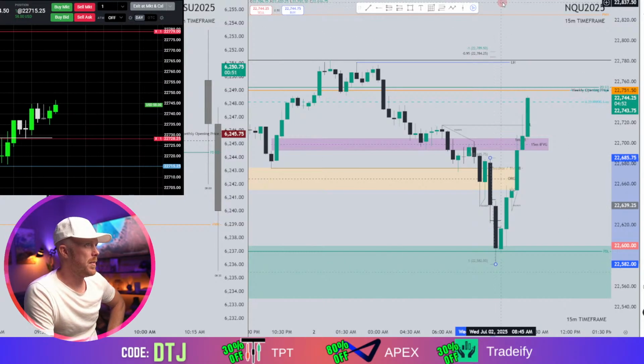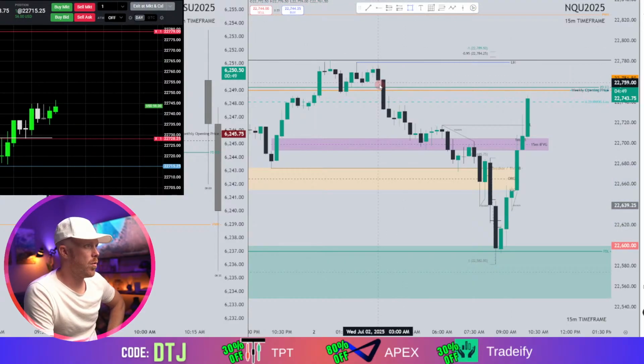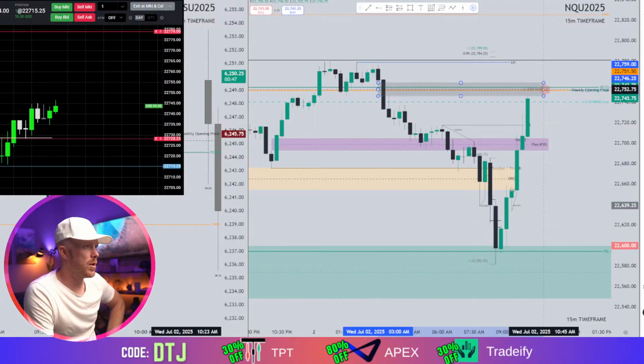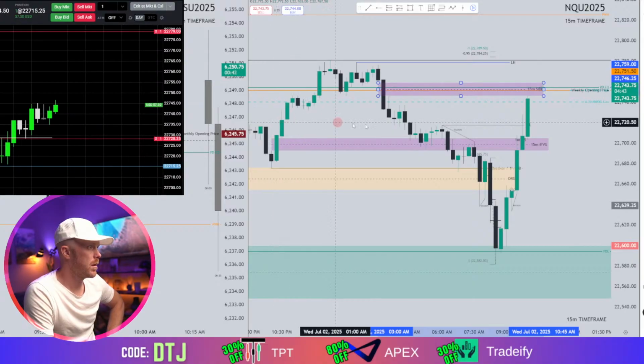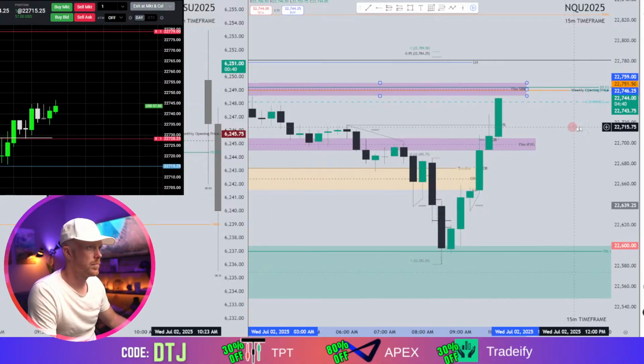So we got this 15-minute fair value gap right here that we're going to watch. This is where I think we could find some resistance. Right in there.